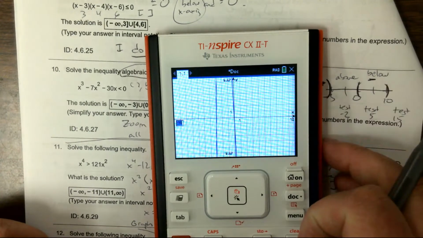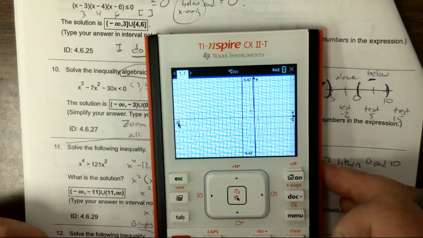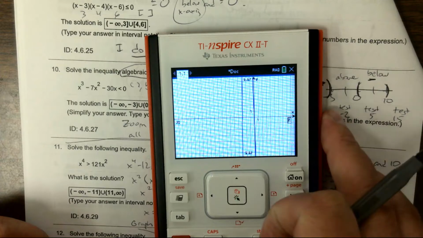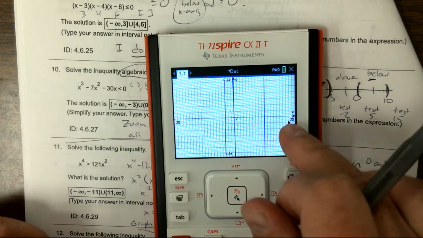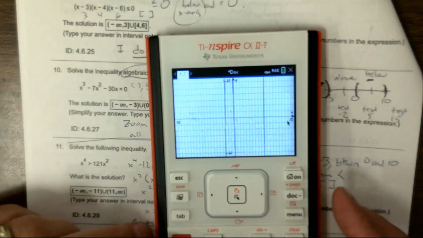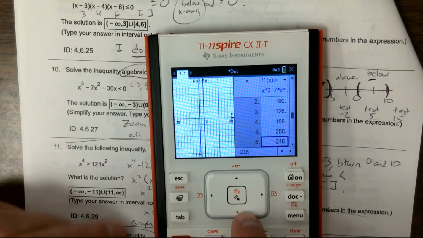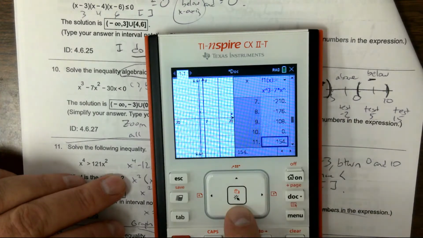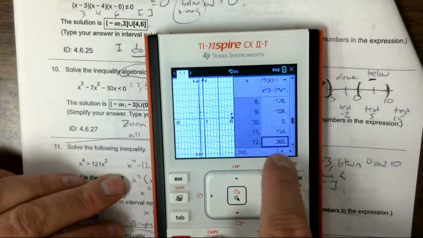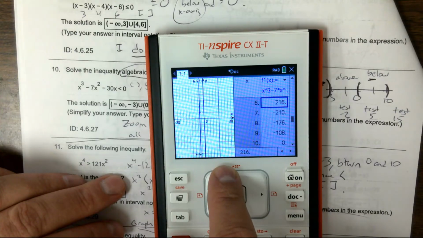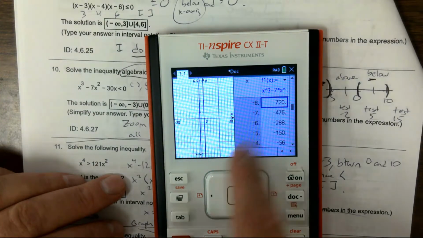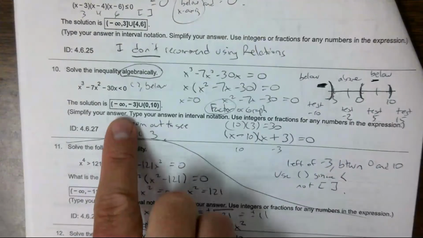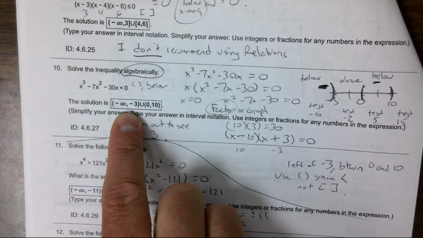I would probably just go -20 here and +20 here. So then you can see them. Or you could go to your table and just see where it's negative. Like, looks like all these are negative until 10, and then it's positive. And then on the other end, these are negative throughout. Okay, so this is -infinity, -3, union 0, 10.